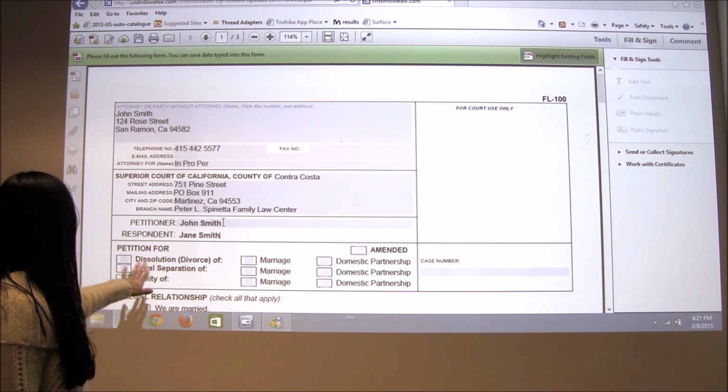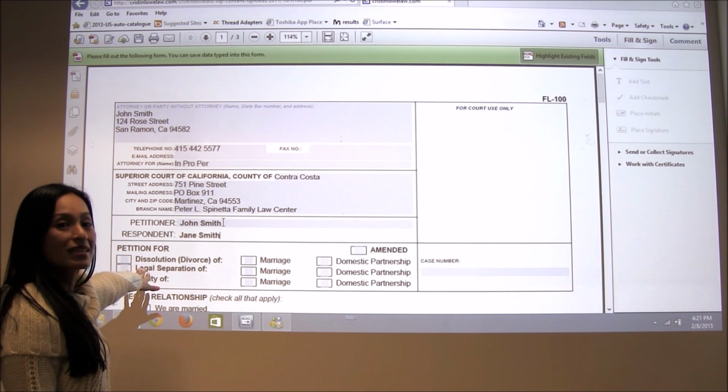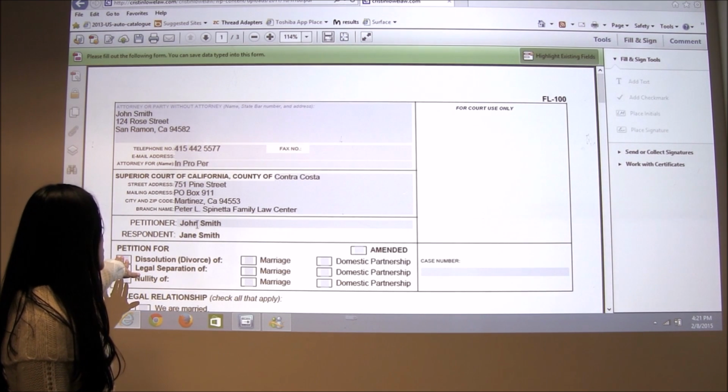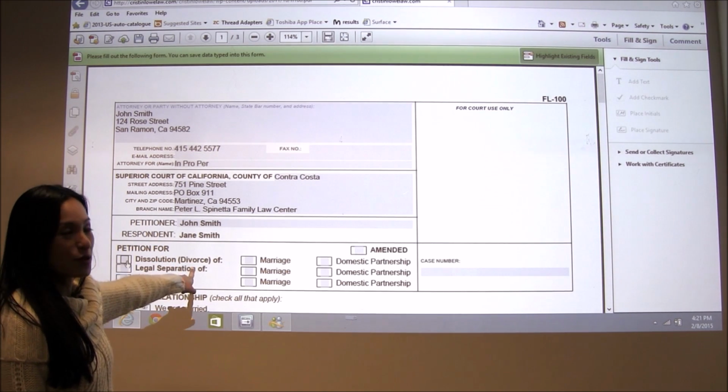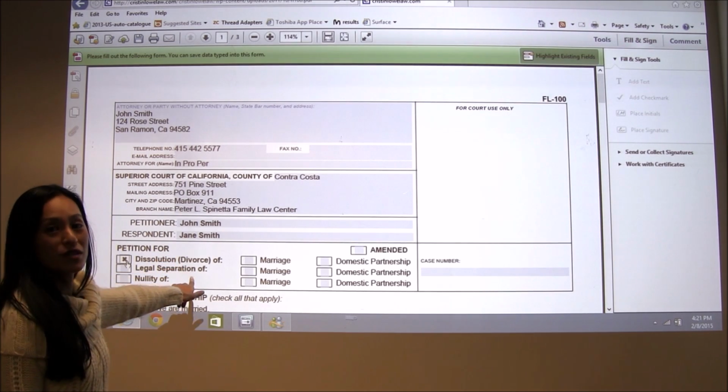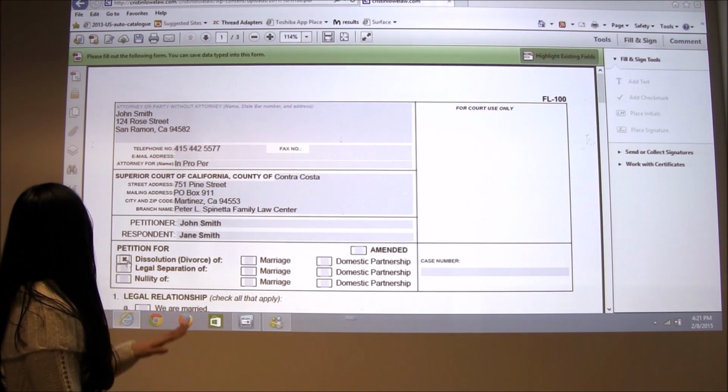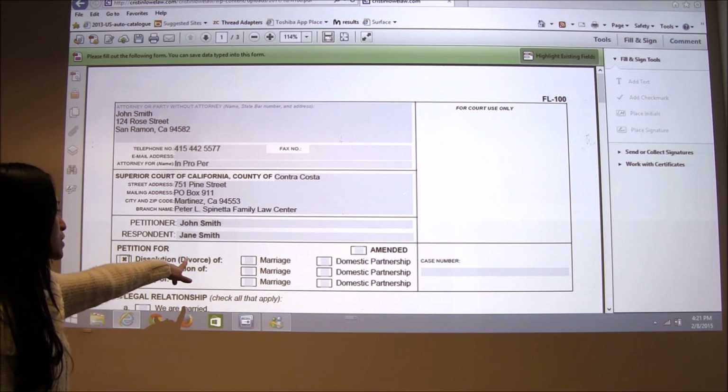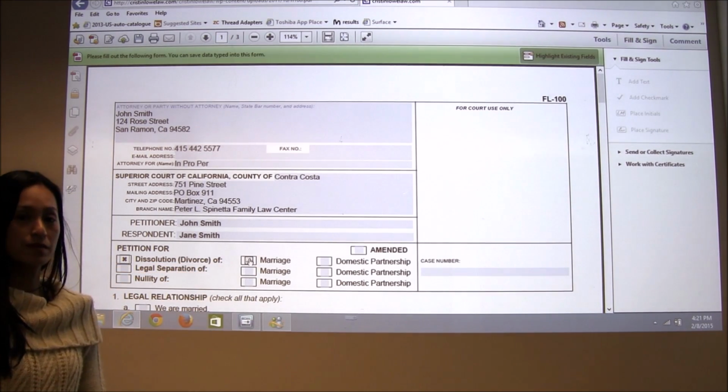I'm going to have you check the box petition for dissolution. And the petition for dissolution, they have finally updated the form in 2015. I love this. It says divorce now, so we don't have to use the fancy term for it. Simple dissolution. And in this case, we're going to say it's of a marriage.